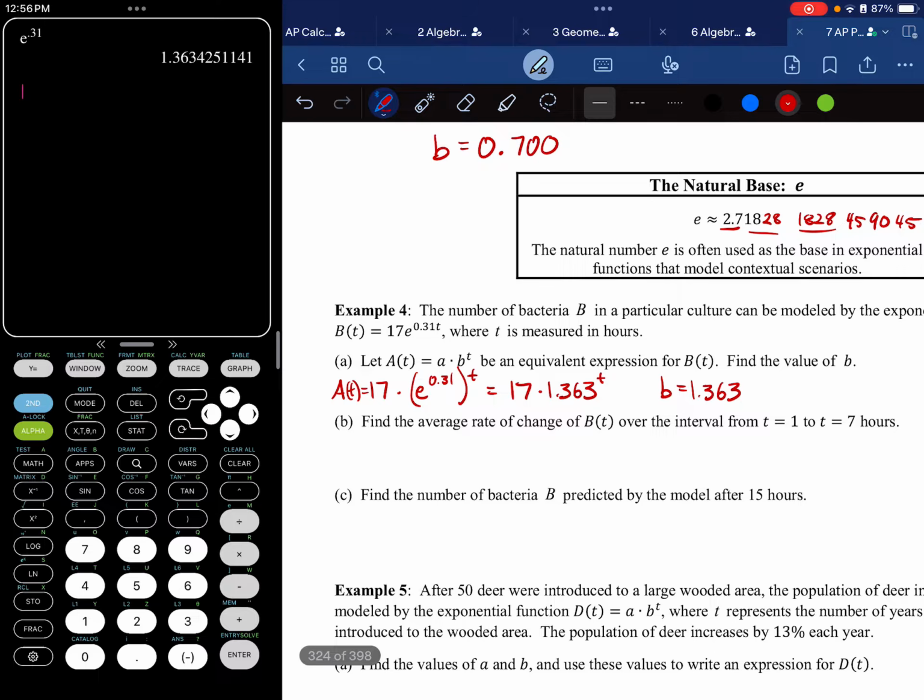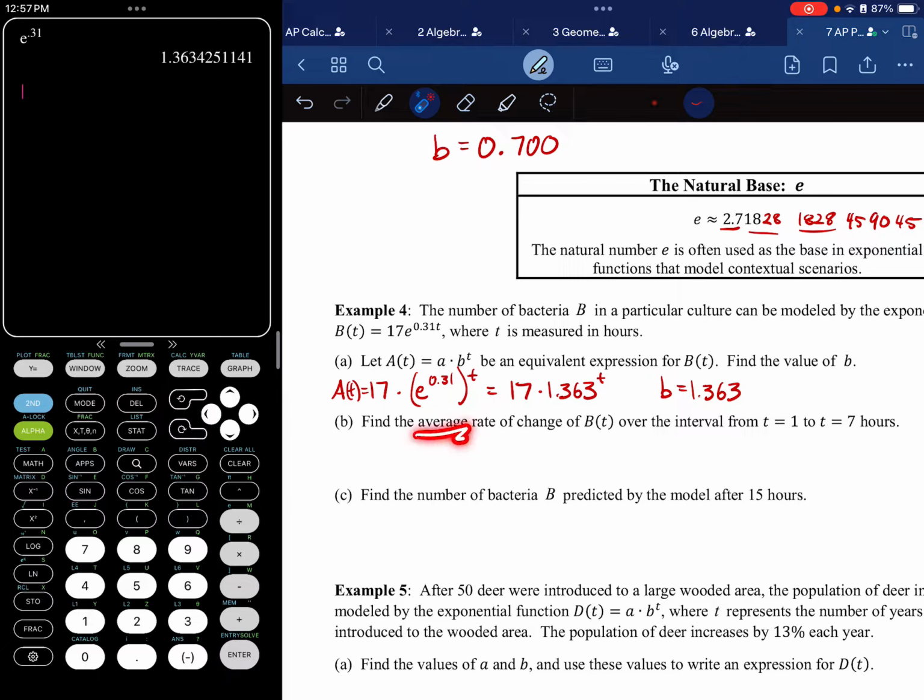Find the average rate of change of that capital B function from 1 to 7. Oh, and by the way, I'm not sure if this year I print out find A. A never changes. A is always 17. So if your notes say find A, it will be 17. B is the one that you have to change, using the properties of exponents, but A will always be 17 no matter what.